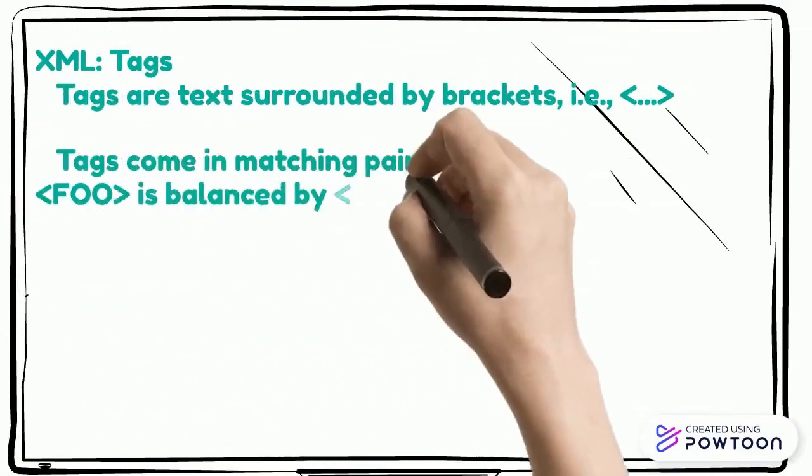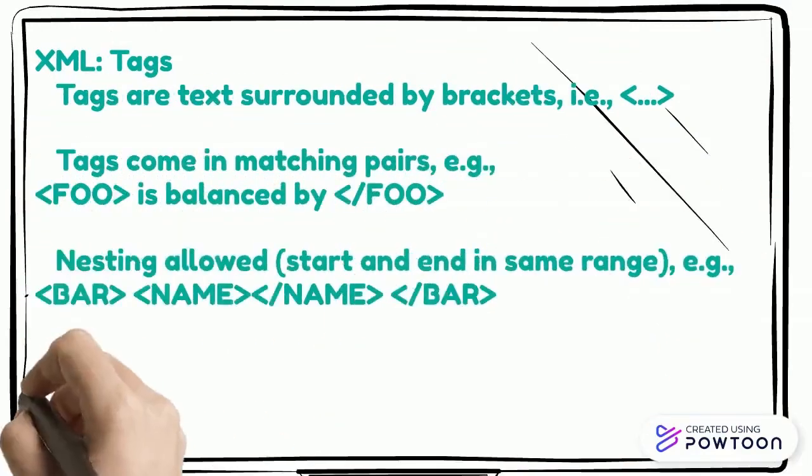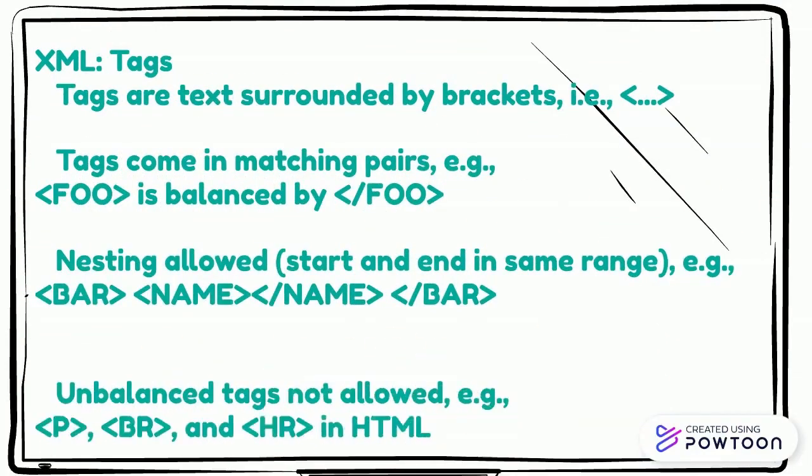XML tags. Tags are text surrounded by brackets. Tags come in matching pairs, for example, FOO is balanced by /FOO. Nesting allowed, start and end in same range, for example, bar, name, /name, /bar. Unbalanced tags not allowed, for example, P, BR, and HR in HTML.